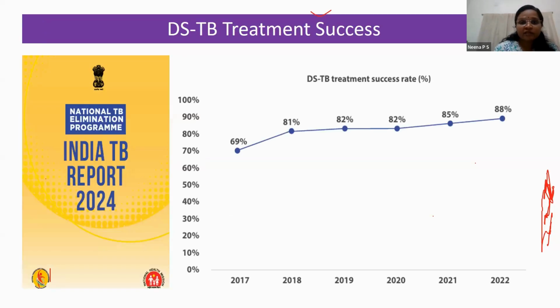Now, with all these efforts, our drug-sensitive TB treatment success has increased from 69% to 88% now. So, by implementing our newer differential TB care concept also, I think we can still improve it to maybe 90-95%.